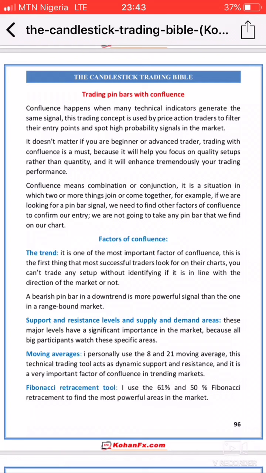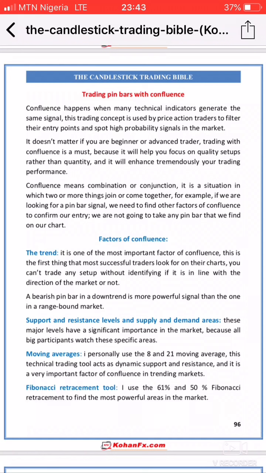Trading pin bars with confluence. Confluence happens when many technical indicators generate the same signal. This trading concept is used by price action traders to filter their entry points and spot high probability signals in the market. It doesn't matter if you're a beginner or an advanced trader.